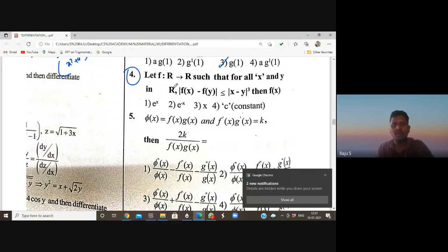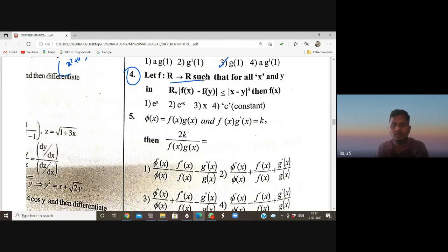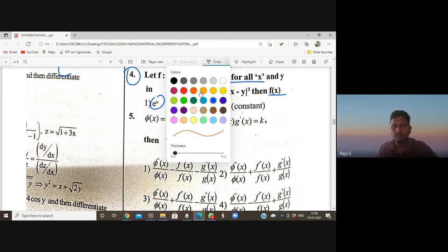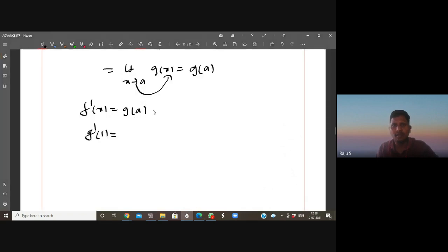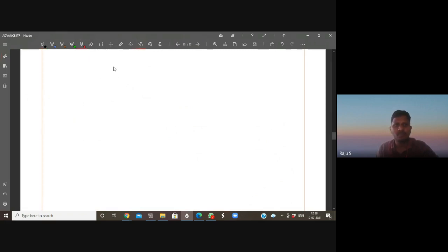The fourth one is f from R to R, such that for all x and y in R, the modulus of f of x minus f of y is less than or equal to the modulus of x minus y, the whole cube, they gave. Okay, students, here I want to do one thing. F of x is equal to, for what value of function will it be satisfied? I may write here directly. This question, again I am going to write, what is the derivative of the function? Like, what is f dash of x?